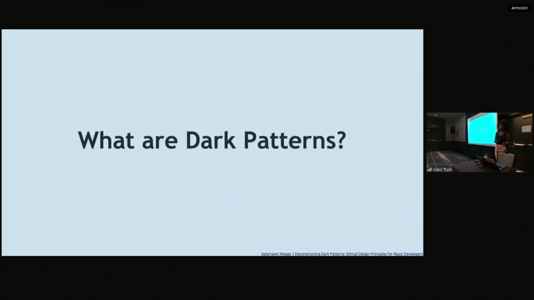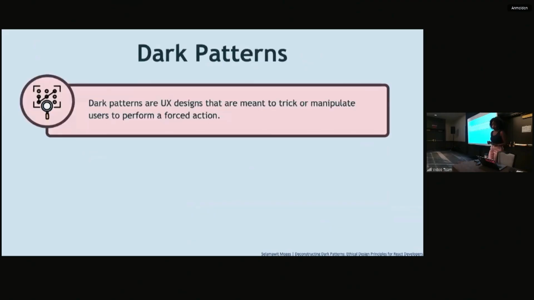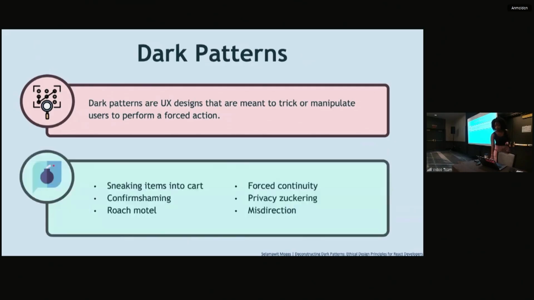We briefly mentioned these dark patterns in our discussion with Amazon Prime's cancellation, the Cambridge Analytica scandal, but let's actually go into the definition. So, shortly, dark patterns are UX designs that are meant to trick or manipulate users to perform a forced action. Now, there are a bunch. I've highlighted 6, but there are a bunch of these, and we'll be going into a couple of them. And all these you're probably familiar with, even though you don't know the name necessarily. And we'll be going through the contextual history next about where these actually come from.